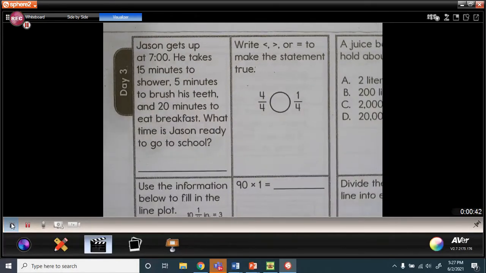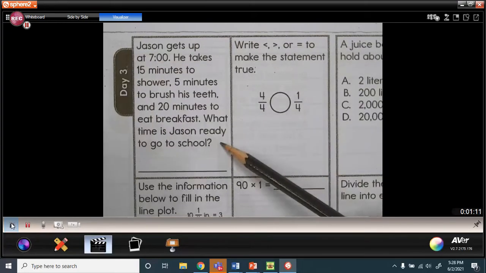In this case, it says Jason gets up at 7 o'clock. He takes 15 minutes to shower, 5 minutes to brush his teeth, and 20 minutes to eat breakfast. What time is Jason ready to go to school? So this tells me that we have the start time, we have some time that has elapsed or passed in the events that he's done for that day, and now it's wanting us to find his end time. What time is he ready?